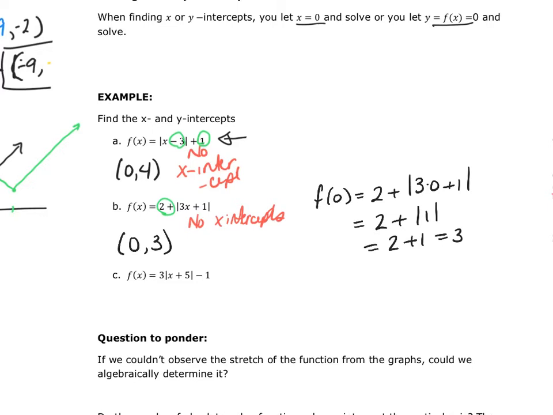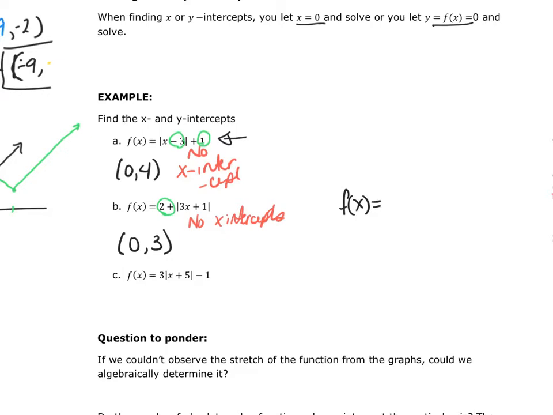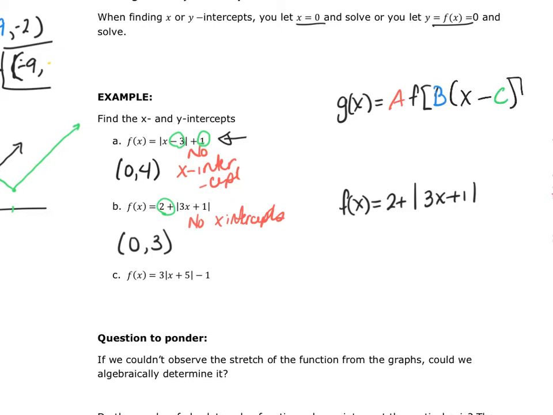Now for this particular graph, let's just talk about this graph. I have to put it in the correct form. Right now we have f of x is equal to 2 plus the absolute value of 3x plus 1. We talked about when we have g of x has to be a times f of b times (x minus c) plus d. Now what I see here is this 3 is b, but to be in the correct form, notice how b is factored out and off of the x.